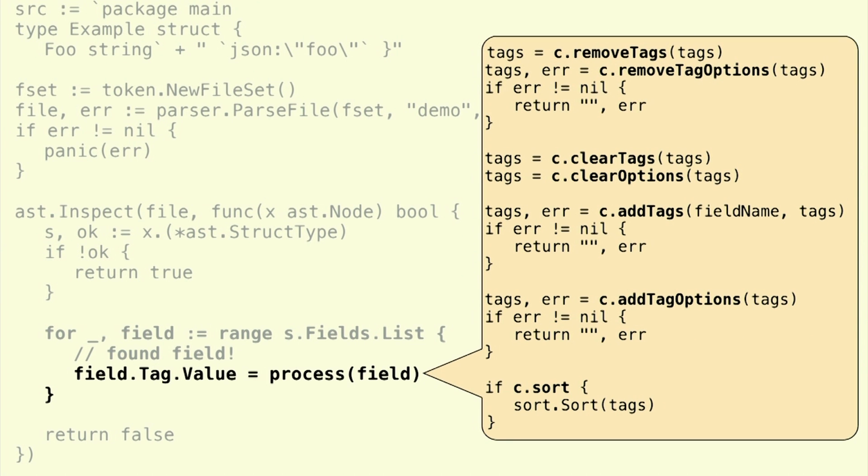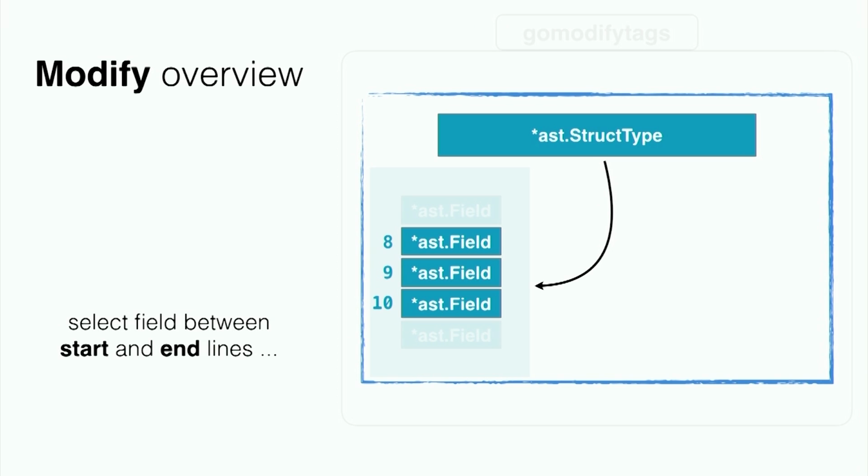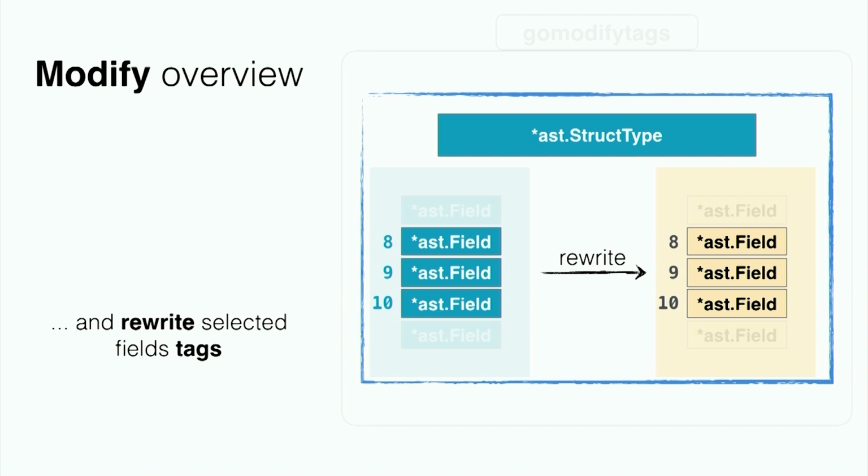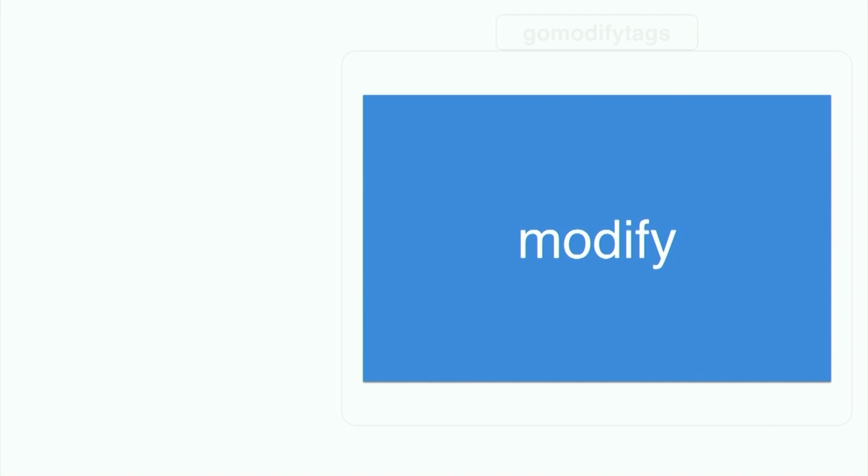Inside the source code, remember previously I was just replacing it with a string literal. This time I'm calling another function. This function calls all the methods in the struct tag package, which is able to parse a struct tag, add tags, remove tags, and many other things. So this is the core of the tool itself. To give an overview again: we select the start and ending lines we're interested in, and then we rewrite them using the process function and the struct tag package. So this is the modification part.